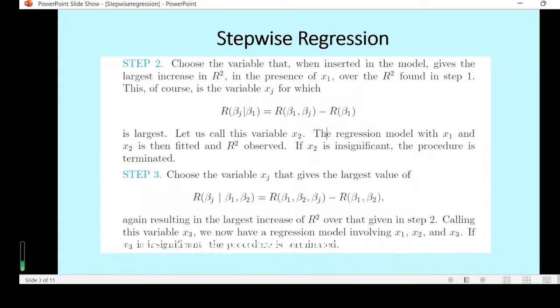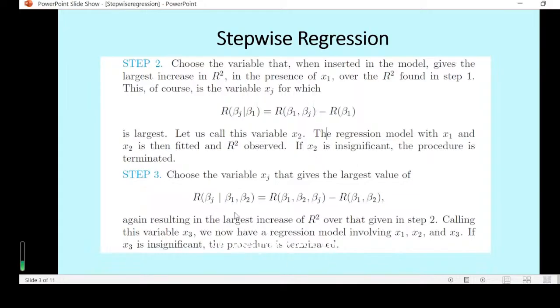We do this process for all the other variables. Then we get the best R square, the largest one, and include that variable in the model in addition to x1. For example, x2 has the largest R square, so we include x2 in the model. Next we test if x2 is significant or not. If x2 is insignificant, the process is terminated and the model has only one independent variable, x1. If not, which means x2 is also significant, then we go to step 3.